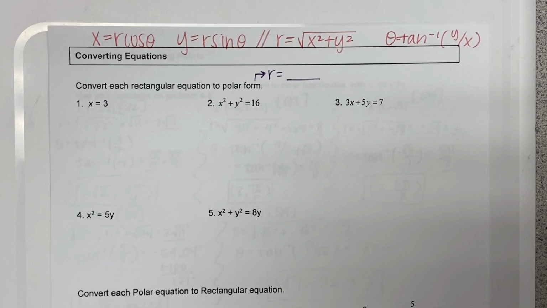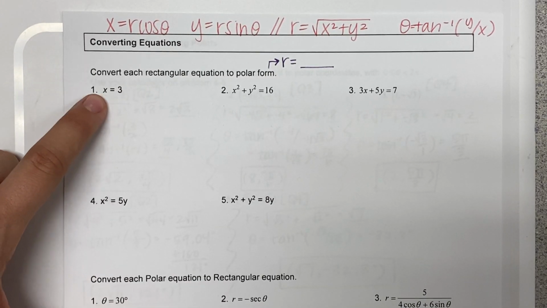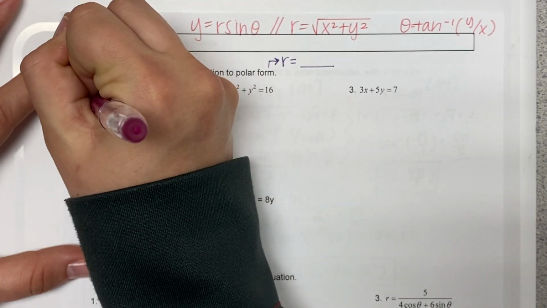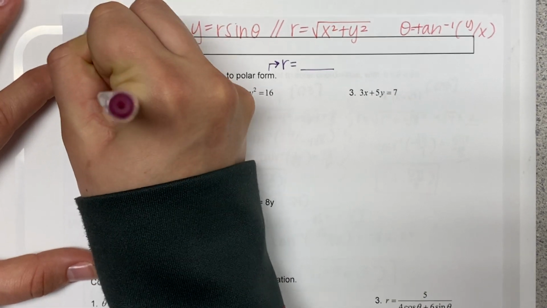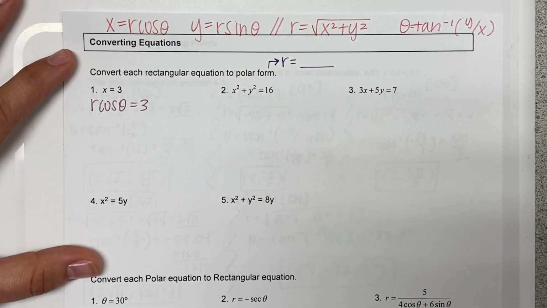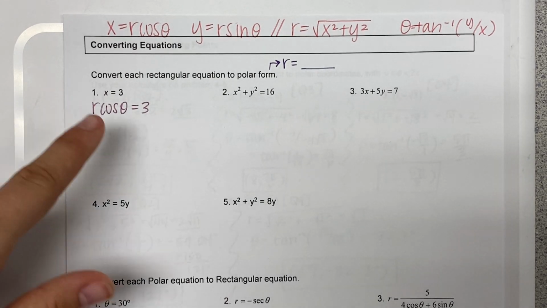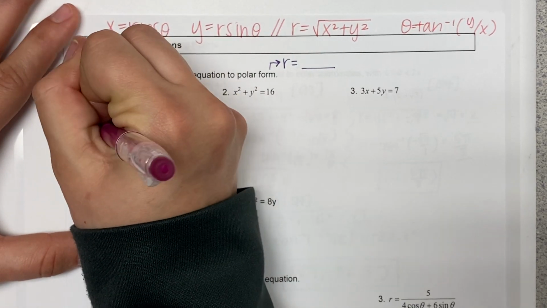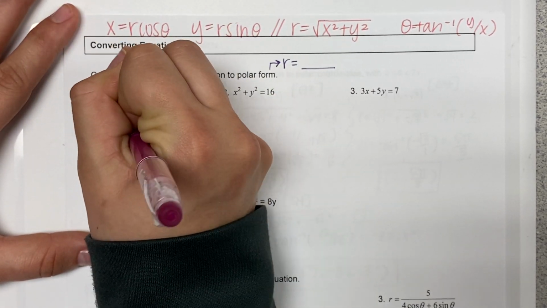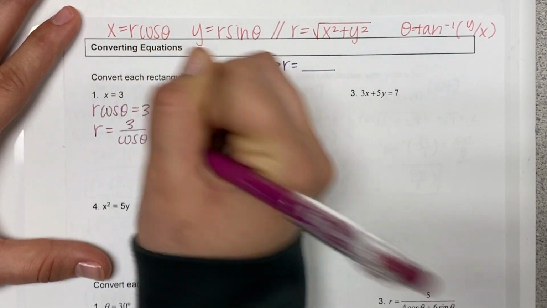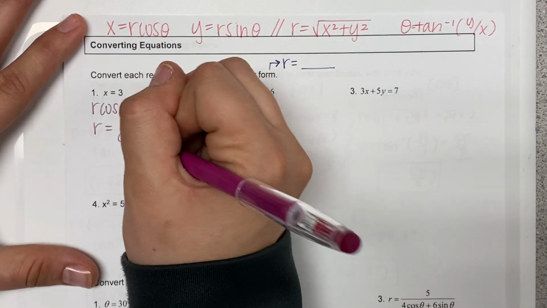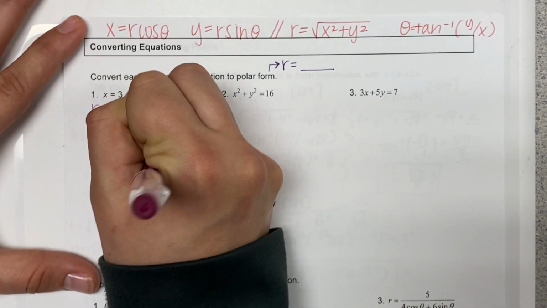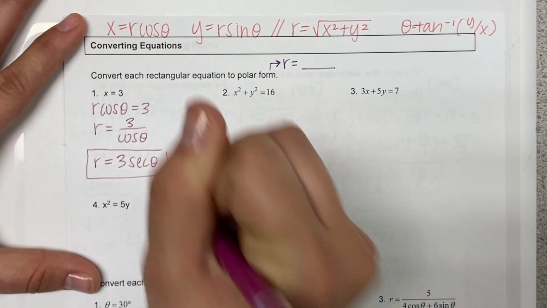So let's look at number 1. First I have an x. I need to get rid of the x, so I'm going to use r cosine theta. So I'm going to say r cosine theta equals 3. So now I have x and y gone, and it's in polar form, but I need to get into r equals. So I'm going to divide by the cosine of theta. And then I'm just going to simplify, because to bring cosine to the numerator, it becomes secant. And there you go.